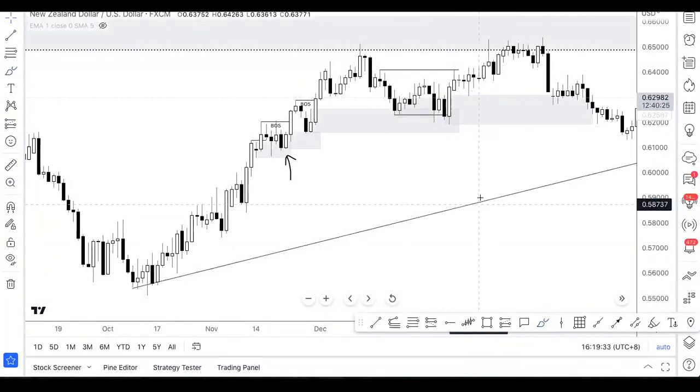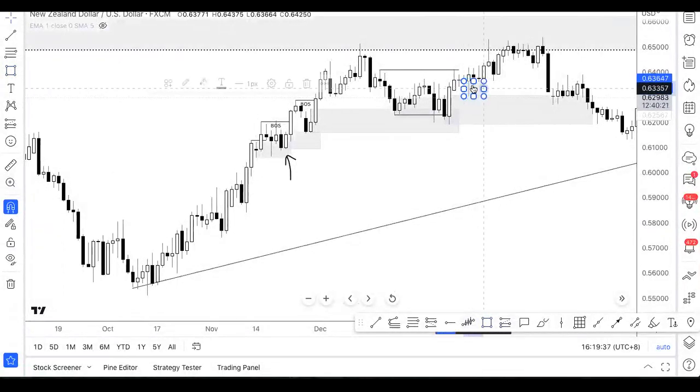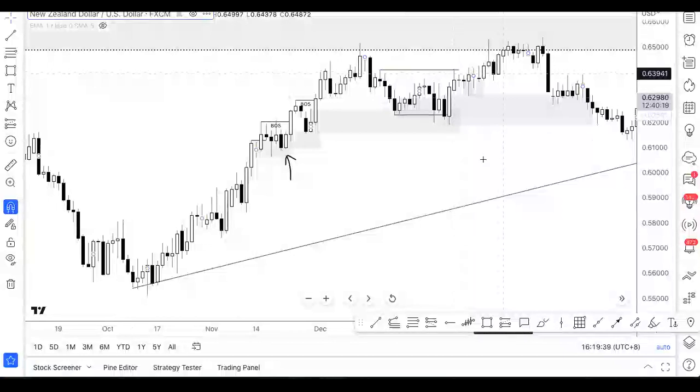and then you can see that demand chain following through as well. So if I were to just narrow it down, you can see that there is this low. Price came in, tapped into this region. We saw that break in structure happening here.